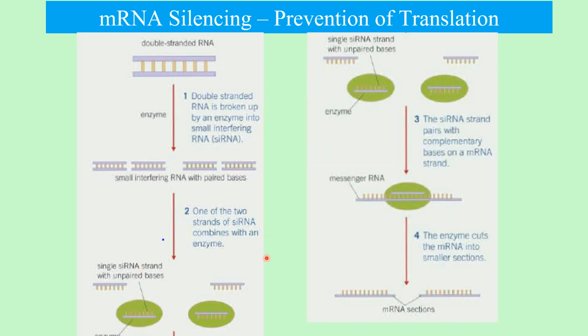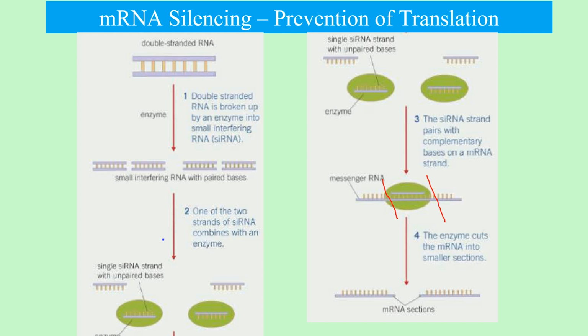Those single strands will then pair with the complementary bases on the messenger RNA that is about to be translated. You can see here that it's coming in, that would be going to the ribosomes, but instead it attaches to the exposed bases from the double-stranded RNA cut up previously. Then that enzyme cuts the messenger RNA into different bits. This means that the messenger RNA has now been cut into smaller sections, which prevents translation from happening, and it can't be translated into a polypeptide.